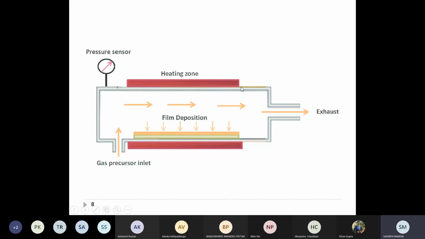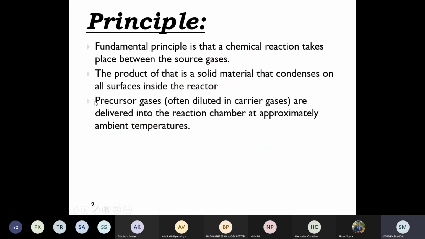This is inside the heating zone. The heating zone is nothing but a kind of furnace, where your substrate will be placed and the main CVD process will be carried out. So this is the same process. The fundamental principle is that a chemical reaction takes place between the source gases. Two or three source gases will be there, and then a chemical reaction will happen, and the product of that is a solid material that condenses on all the surfaces inside the reactor, and one particular product will condense and deposit.